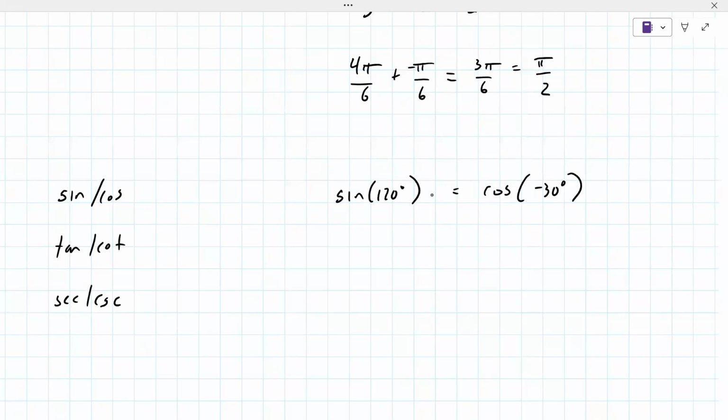And then, as you saw, it could also be the reciprocals. This is secant of minus 30 degrees. That would also be possible. Okay. So no matter what the function is, you just focus on the numbers and make sure they equal 90. Yes. Okay.